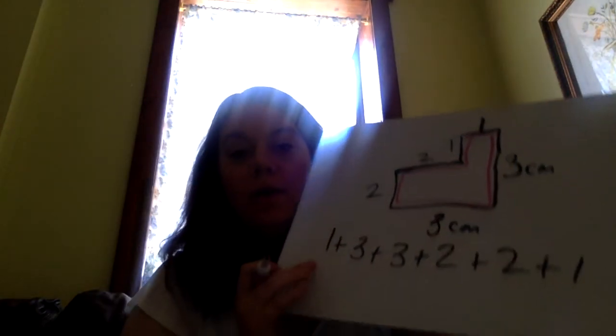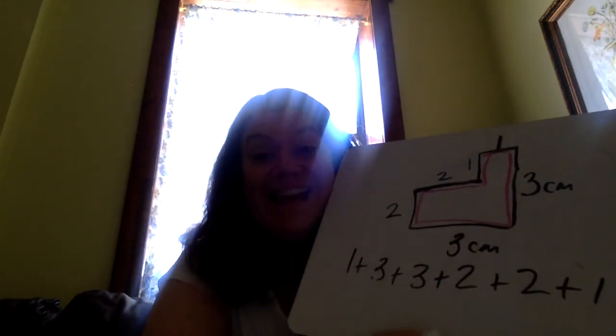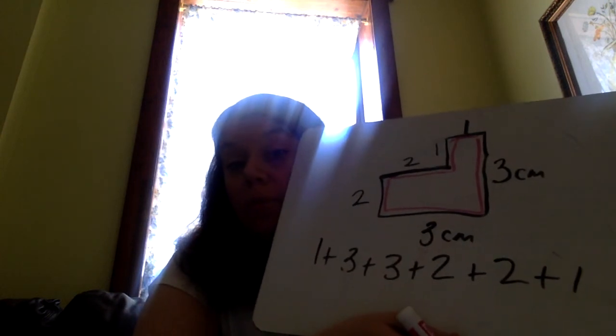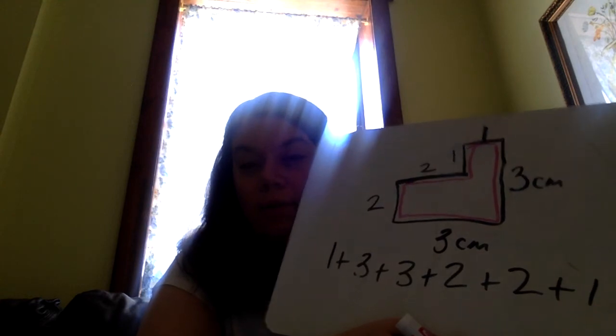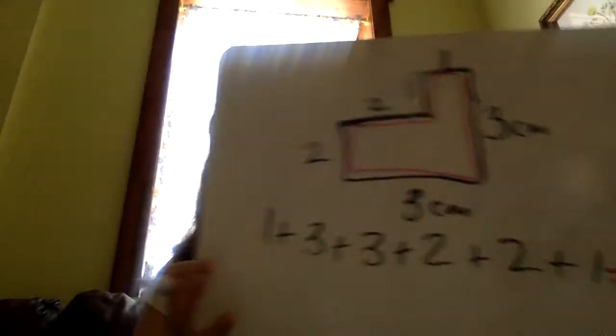1 plus 3 plus 3 plus 2 plus 2 plus 1, because as you can see, there is 1, 2, 3, 4, 5, 6 sides. 6 sides to this shape. So we have 1, 2, 3, 4, 5, 6 addends. So if I add these all up, 1 plus 3 is 4, 4 plus 3 is 7, 7 plus 2 is 9, 9 plus 2 is 11, and 11 plus 1 more is 12. 12 centimeters.